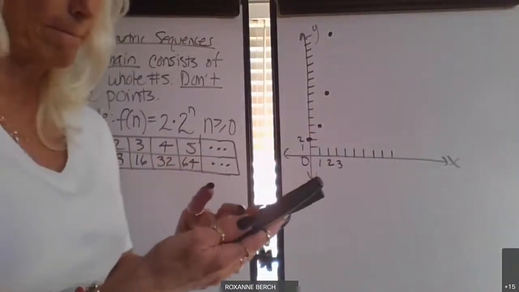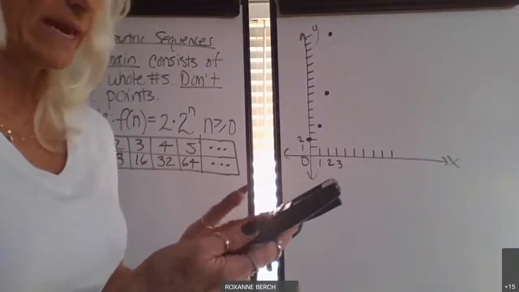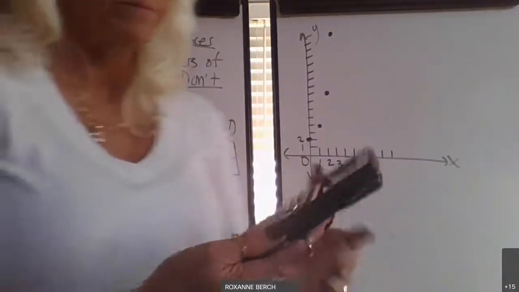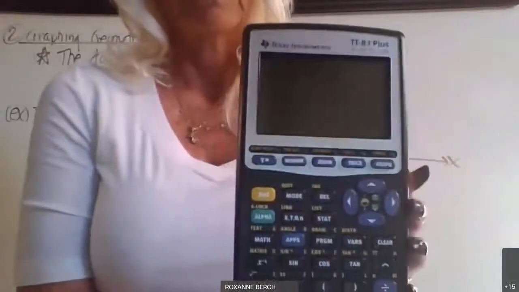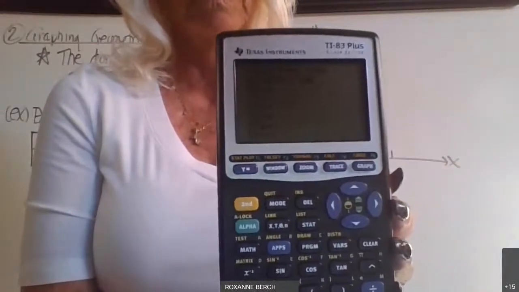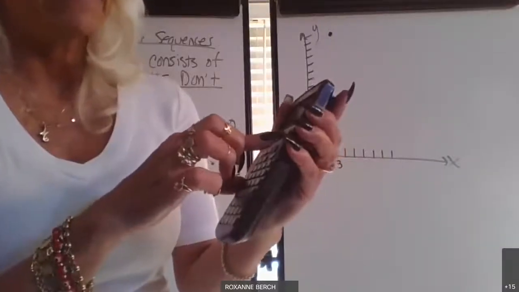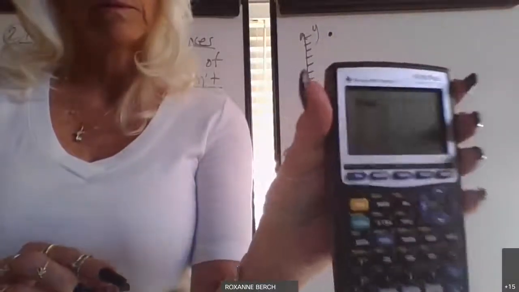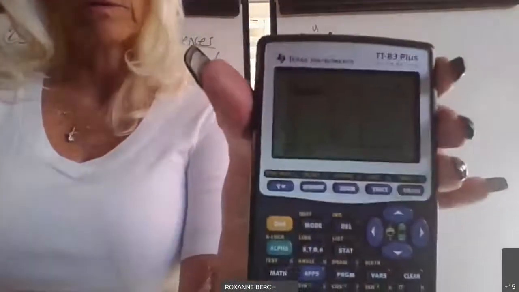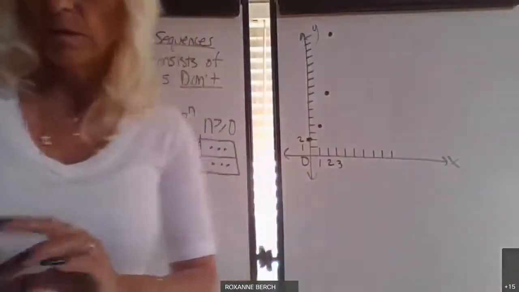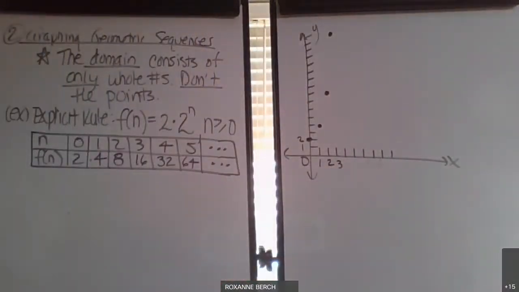Under y sub 1, you're going to put 2 times 2 caret x. And then hit second graph for table. Okay, I got it. Thank you. Did everybody get these values? 2, 4, 8, 16, 32.